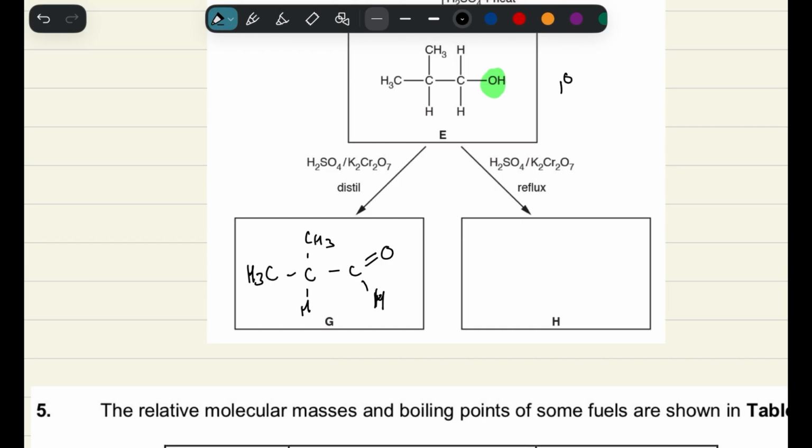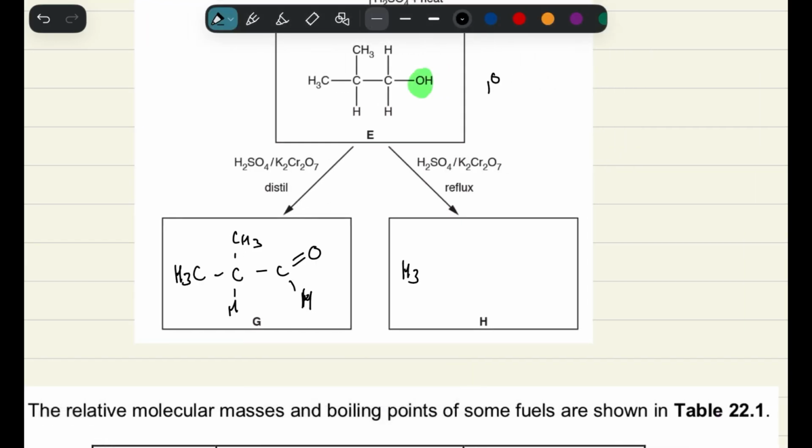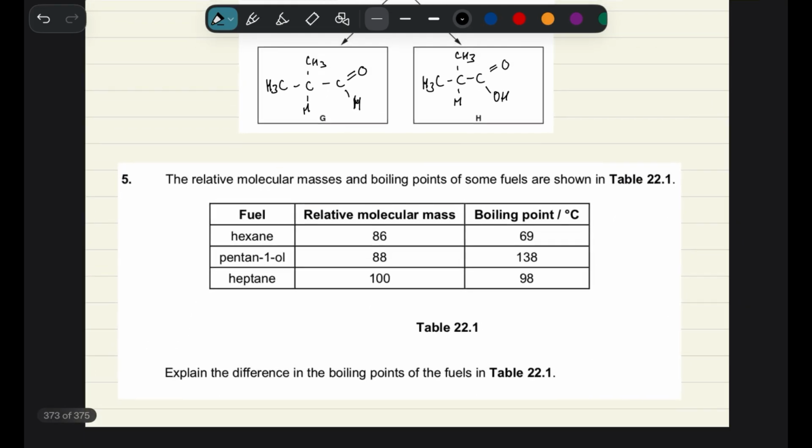Bang. And finally, if we're doing it under reflux now, that means instead of the aldehyde, we're actually going to form a carboxylic acid. So again, very similar thing, but that is now the product we form. Okay.